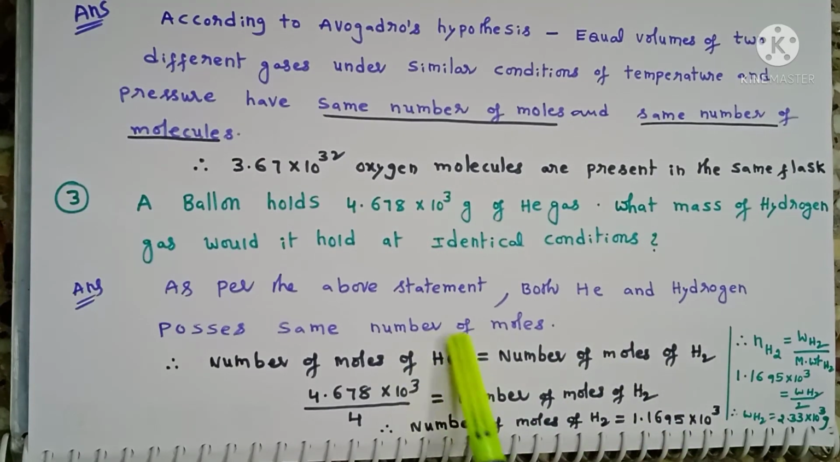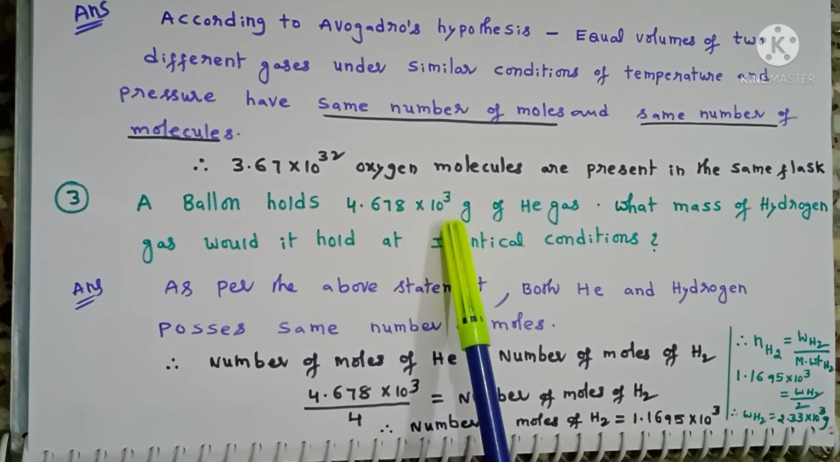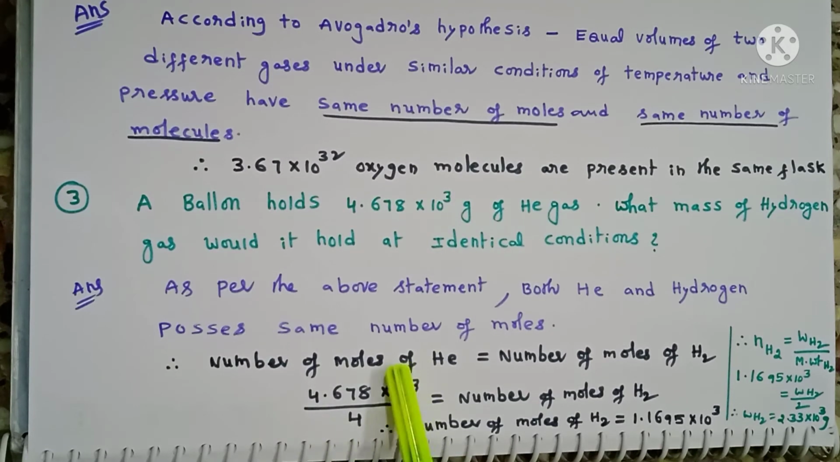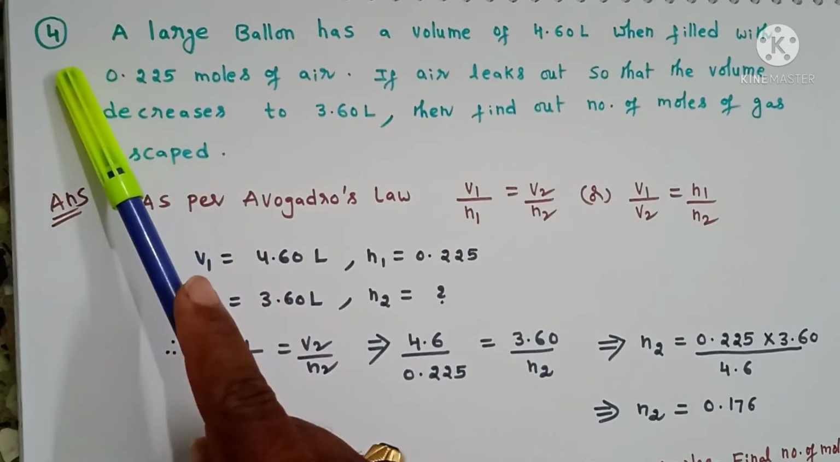Number of moles of helium we calculate with the help of weight. Given weight we divide by molecular weight, then we get moles. Now the number of moles of hydrogen is this much. Now you should multiply the number of moles of hydrogen with its molecular weight, then you will get the weight of hydrogen. So that is equal to 2.33 × 10^3 gram. Now coming to the next question.